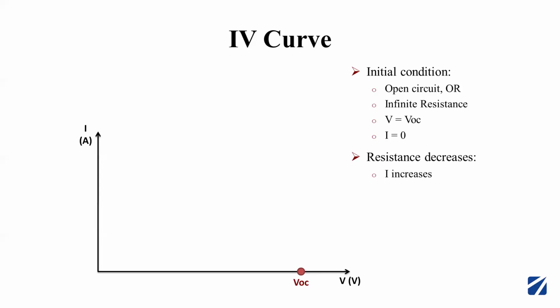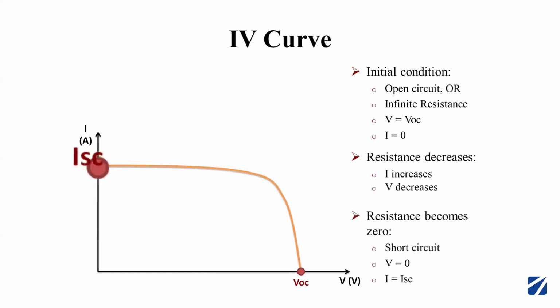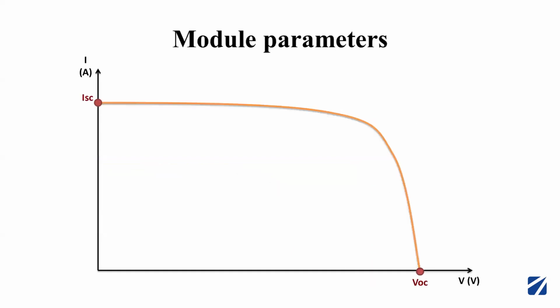As resistance decreases, current will increase and voltage decreases. As the resistance becomes 0, it is short circuited and the current is maximum, that is ISC, the current at short circuit condition. So this is the IV curve. If we see an ideal solar panel or solar cell, the ideal curve should be a square, but due to series and shunt resistances and other deformities, the characteristic IV curve is not completely a square shape. And the module parameters.